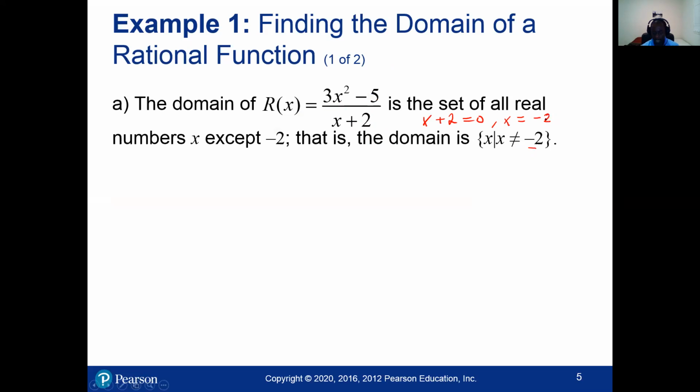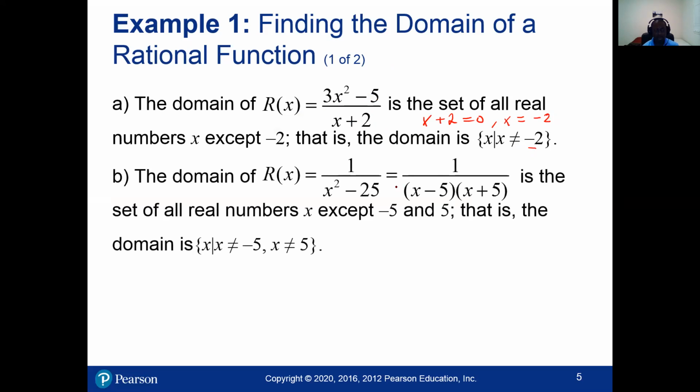Now, the second one is that we are given r of x is a rational function, 1 over x squared minus 25. To find the domain, you have to factor the denominator. x squared minus 25 is a difference of two squares. So that is 1 over x plus 5 times x minus 5. If you set each of them to 0, x minus 5 equal to 0, or x plus 5 equal to 0, you get x is equal to 5 and negative 5. So the domain will exclude all those values of x.